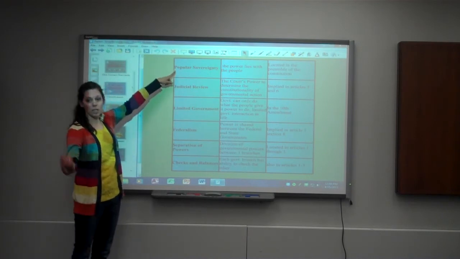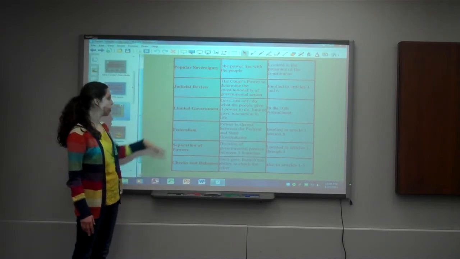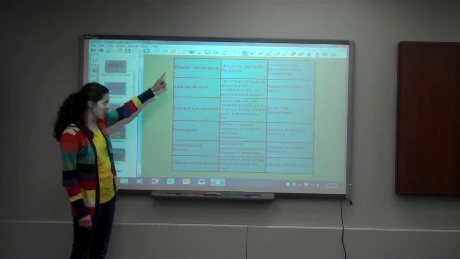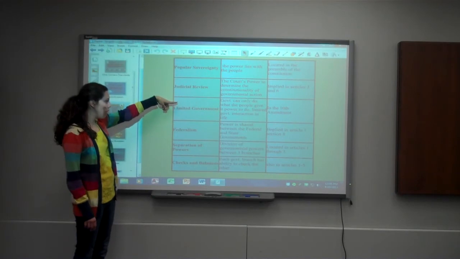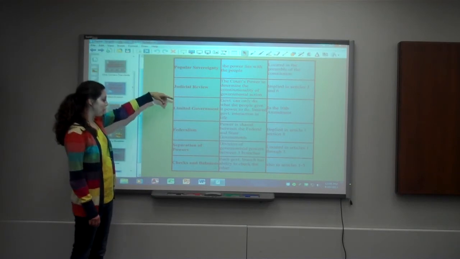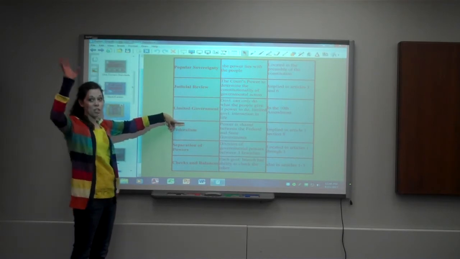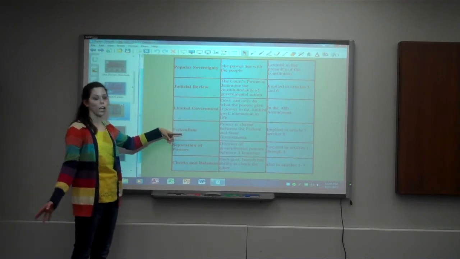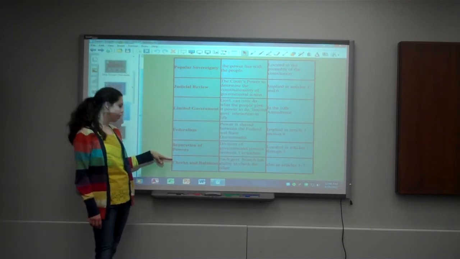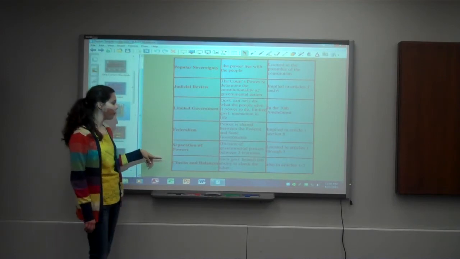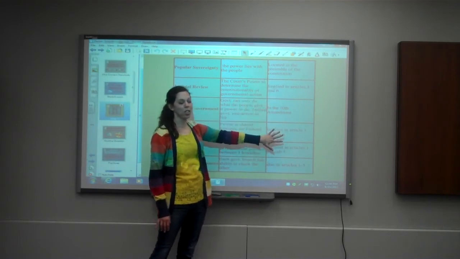Popular sovereignty, which means the power lies within the people. So like we have the power to choose who runs our government. Judicial review, that's the court's power to determine the constitutionality of anything the government might do. Limited government, which means the government can only do what we give it the power to do. Federalism, which is the separation between the national central government and then the local and state governments. Separation of powers, which is the division of the 3 branches of the government, and then the checks and balances between those.